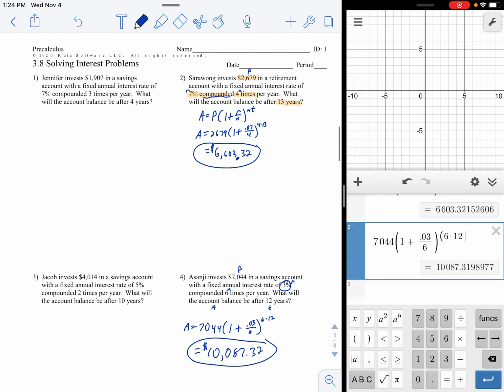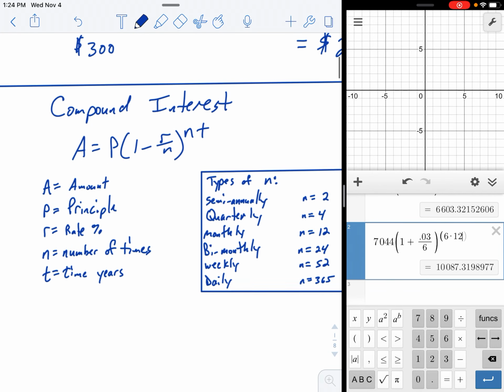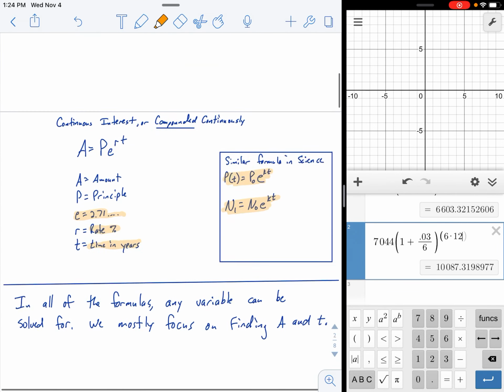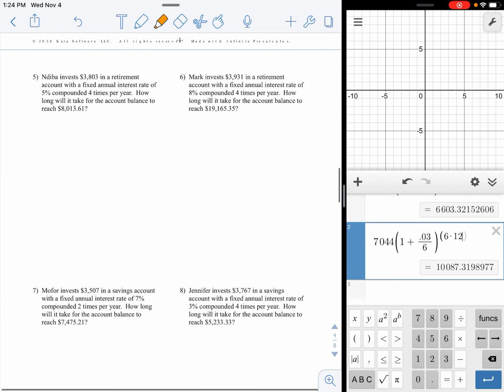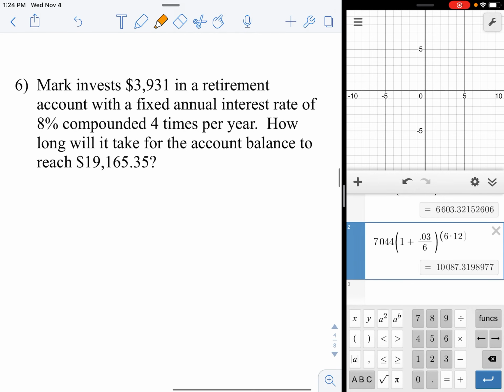All right, so 2 and 4 were basically applications of this formula where we're solving for A. They're pretty straightforward. You just type it all in the calculator, get your answer. 5 through 8 are going to be a little different. Now, the key word in here is still compounded, so it's going to be the same formula. I'll write it down here. But different things are given.